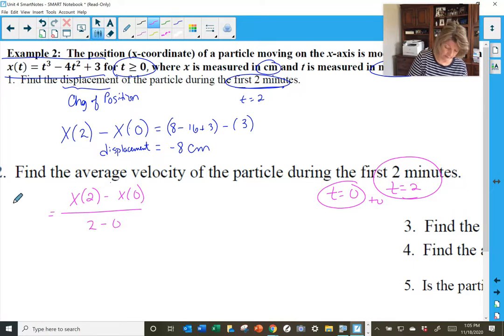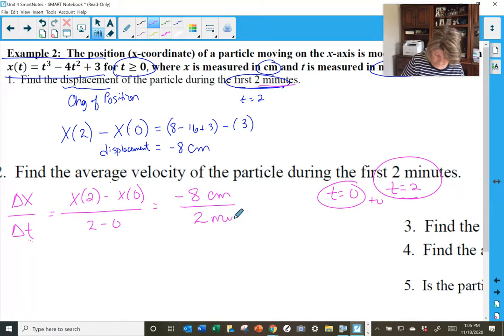What we're calculating here is the change of position over the change of time. We already calculated x of 2 minus x of 0 in step 1. That was negative 8 centimeters. And then 2 minus 0 is 2. That is a time element. Our time was minutes. So I'm going to get negative 4 centimeters per minute. Perfect. Let me look at question 3.